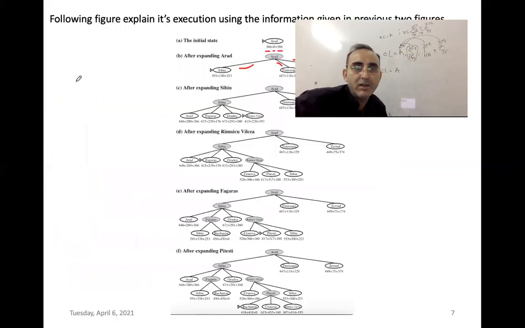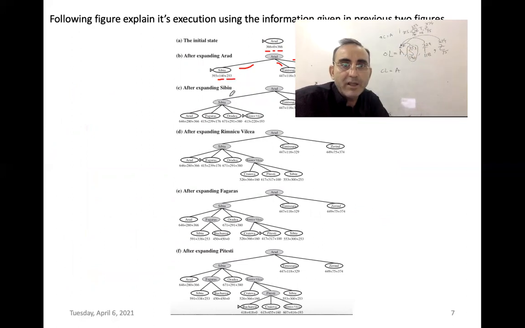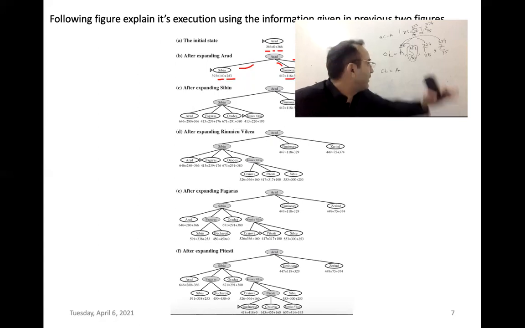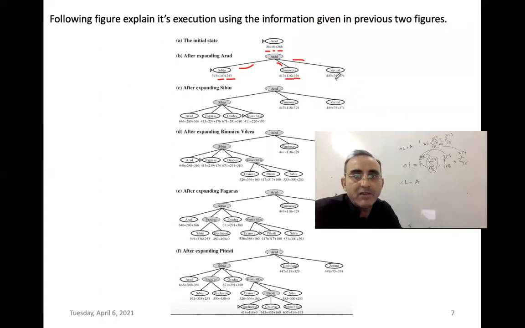As you can see here, 140 plus 253. You can check it, 140, 253. The next is 393. Next is 118, 329, and it is 447. And then 75 and 374, and it is 449. So this is the minimum.